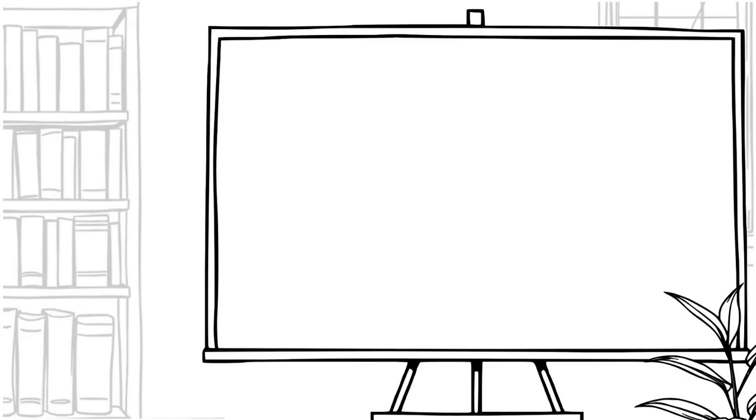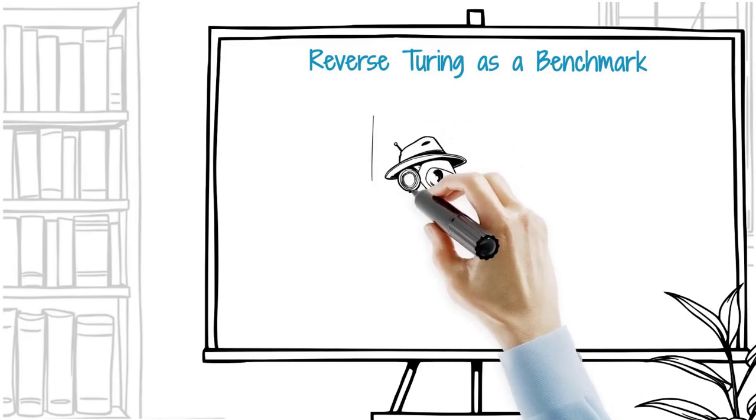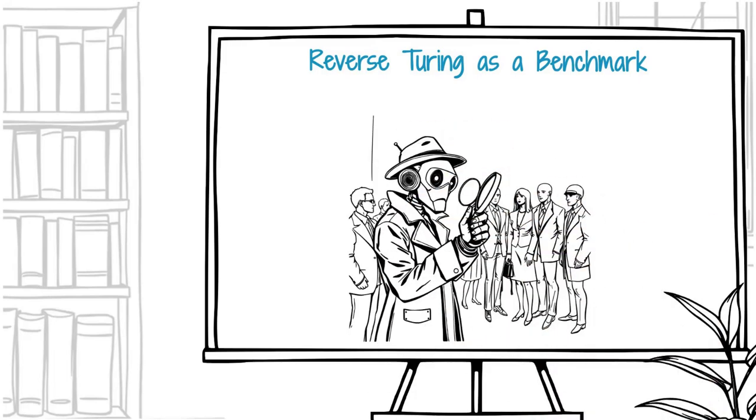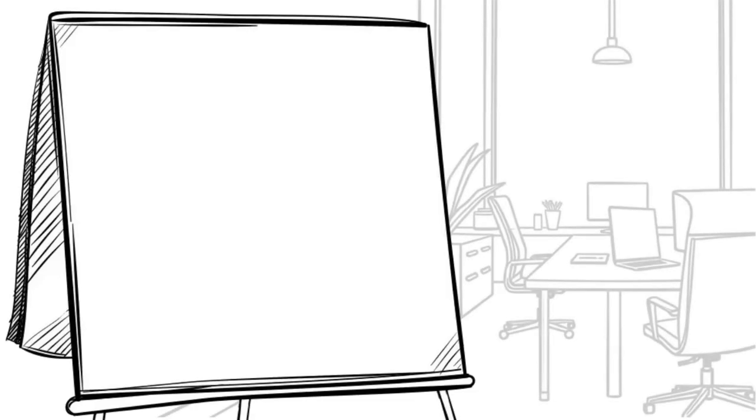A chatbot is asked to monitor conversations and flag whether the user is a person or a rival chatbot pretending to be one. It's like a robot detective trying to figure out which party guests are real and which are cleverly disguised mannequins. As AI systems proliferate, they increasingly interact not just with humans, but with other AIs.